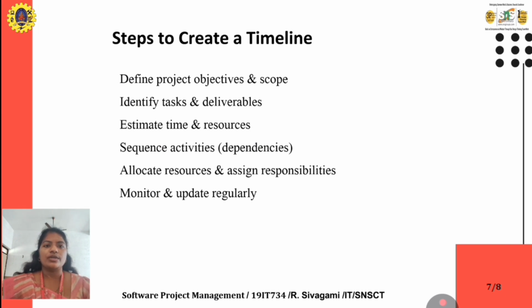Estimate the time and resources. It is the most important thing in every project. We should allocate our time and resources for that project before we start. The sequence of activities is most important because we divide our project into subtasks, so that sequence is very important. And then allocate resources and assign responsibility. Monitoring is the most important thing in every process, so we should regularly monitor that project.